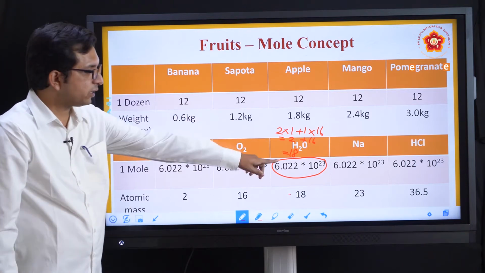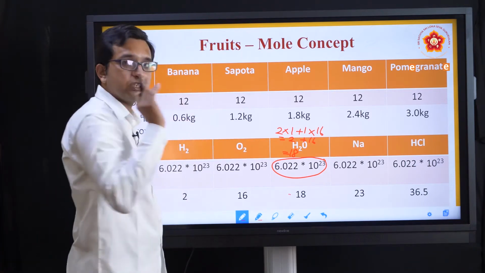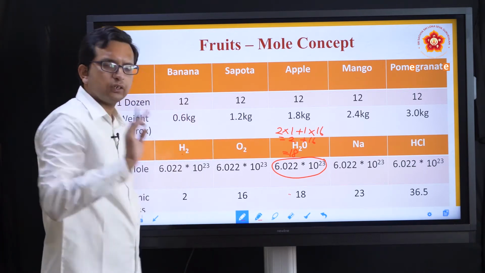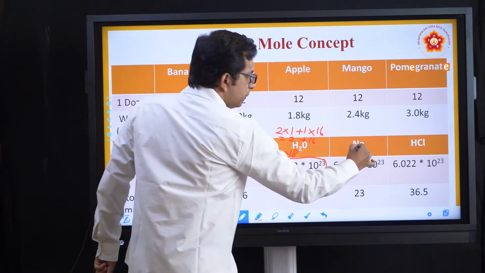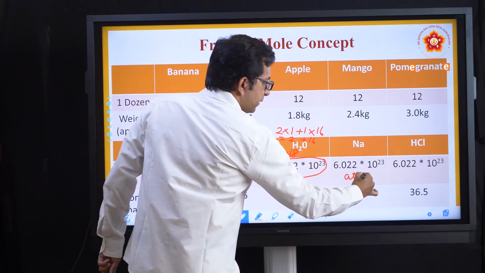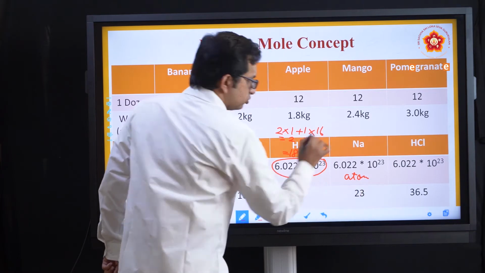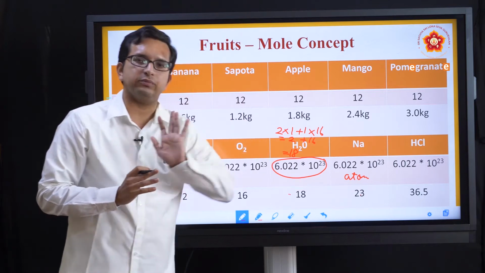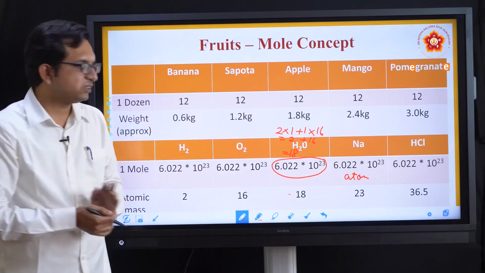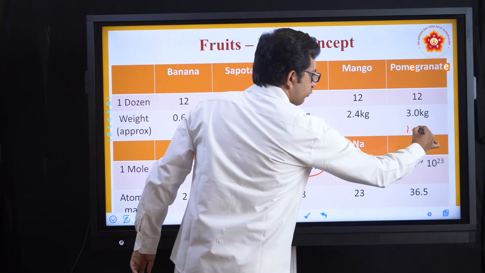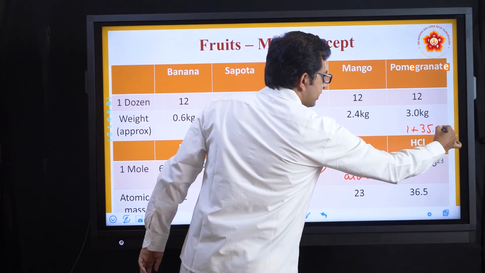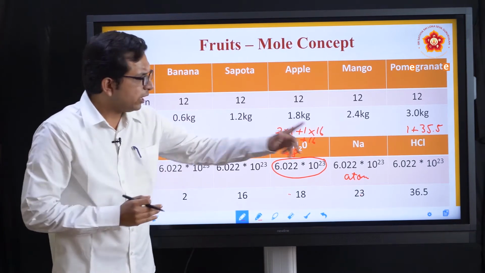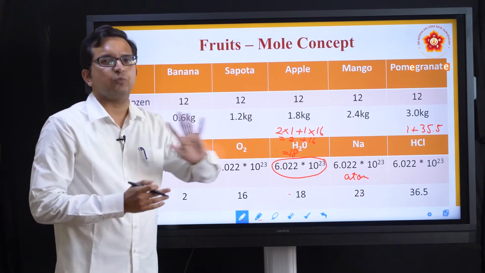Sodium, the atomic number is 23. Sodium, because it is a solid, it is not written like H2 or O2. Therefore, sodium is written only as Na, and because it is atomic form, this can be considered as 23 grams of sodium has 6.022 into 10 raised to 23 atoms. Last part, hydrochloric acid, hydrogen is 1. If you go through the periodic table, you will realize that chlorine mass is 35.5. So when you add them together, it becomes equivalent to 36.5.